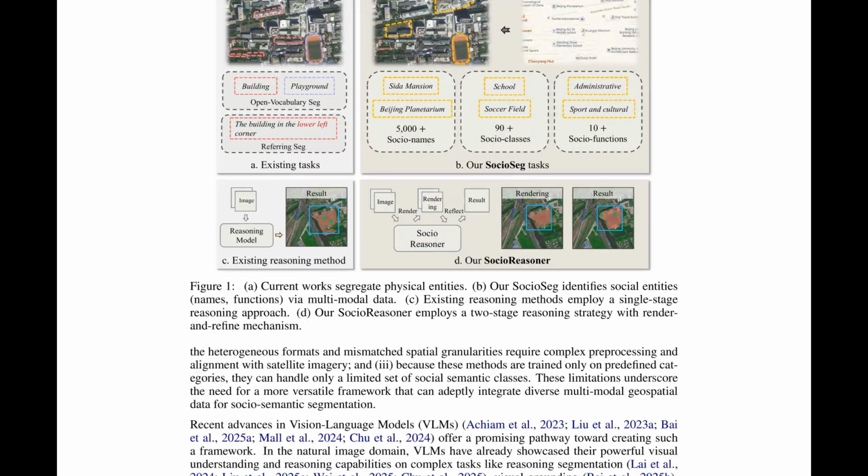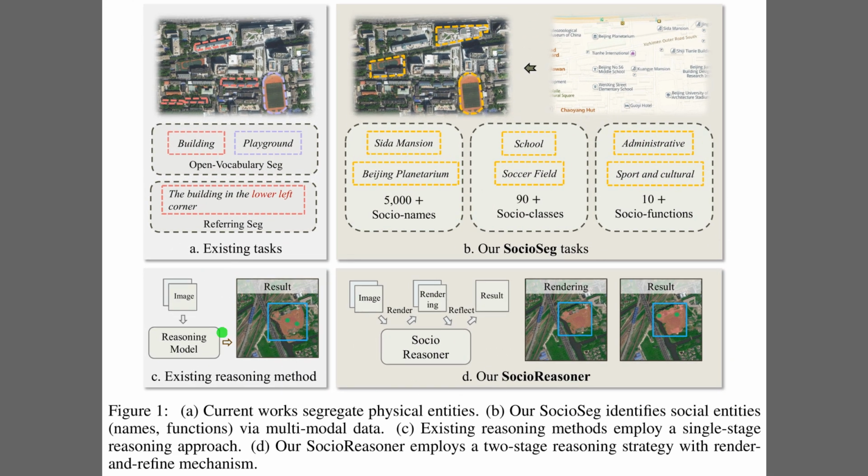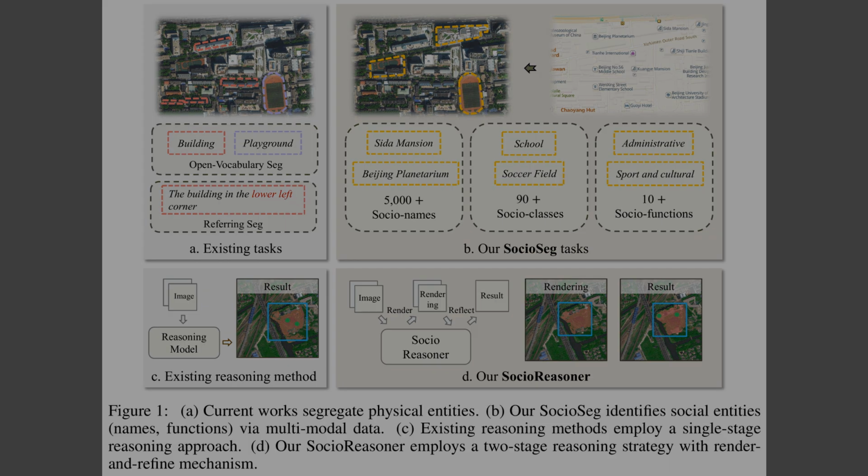Figure 1 illustrates the core difference between traditional segmentation and this new socio-semantic approach. On the left in Panel A, standard models focus on physical objects, like labeling a generic building based purely on visual cues. In contrast, Panel B shows the new socio-seg task, which uses map data to identify complex social entities, organizing them into a hierarchy from specific names to broad functions like sport and cultural. The bottom row then compares the workflows. Unlike the single-stage method in Panel C, the SocioReasoner in Panel D uses a render and refine loop, iteratively updating the result for better precision.